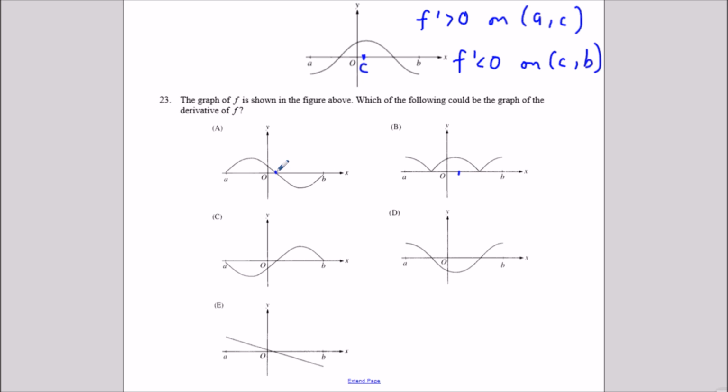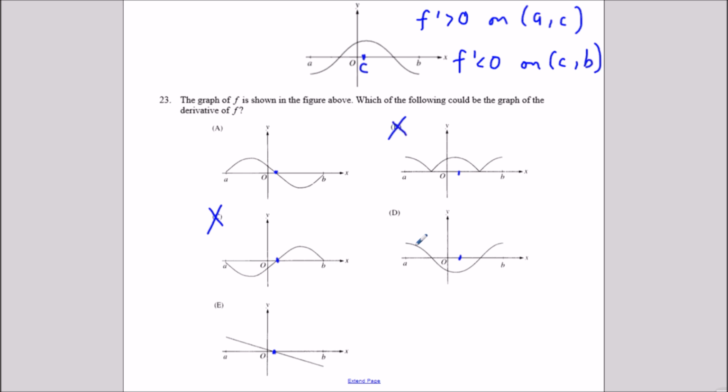So if we look here and we mark these off at the point c that we labeled before, this is going to help us answer this question. So we eliminate choice B because you see how this graph is always positive, and we need something that starts off positive and then goes negative. C is no good because it's negative for the first portion of the graph, but we need it to be positive from a to c. So this choice is out.